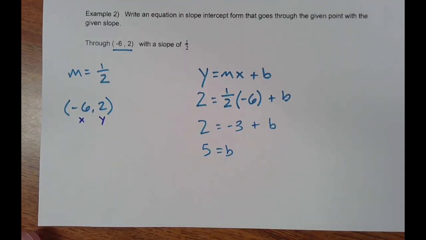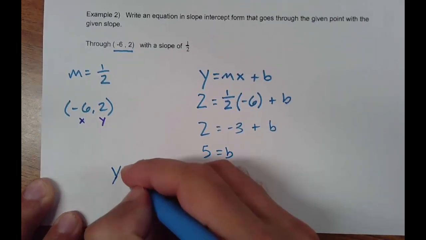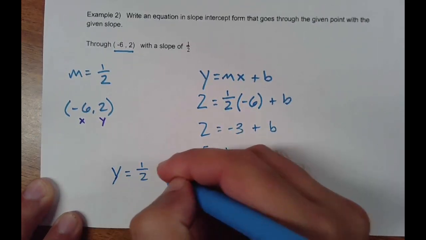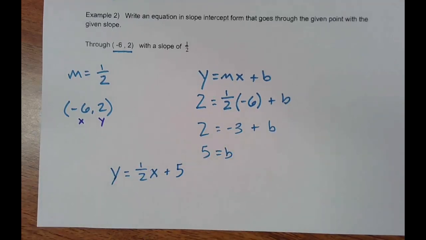Using my m and my b, I'm going to write my equation. y equals 1/2 x plus 5. And to check, I'm going to substitute in negative 6. Negative 6 times 1/2 is negative 3, and negative 3 plus 5 is 2.